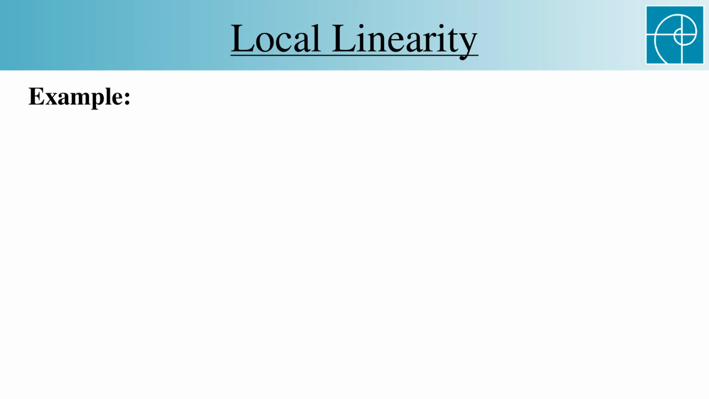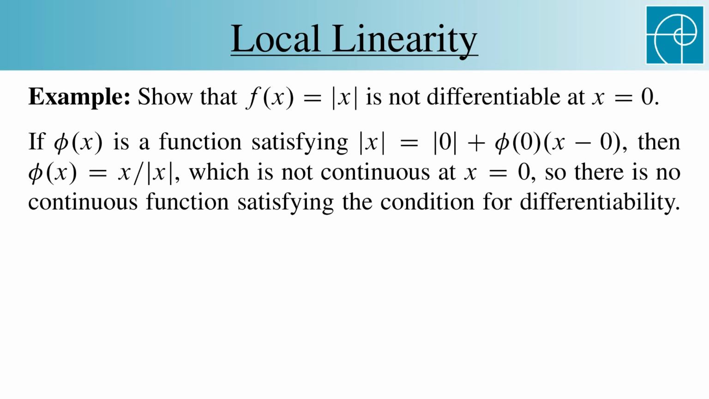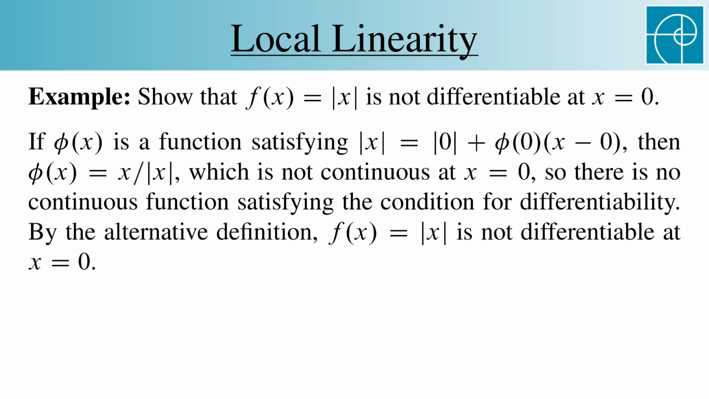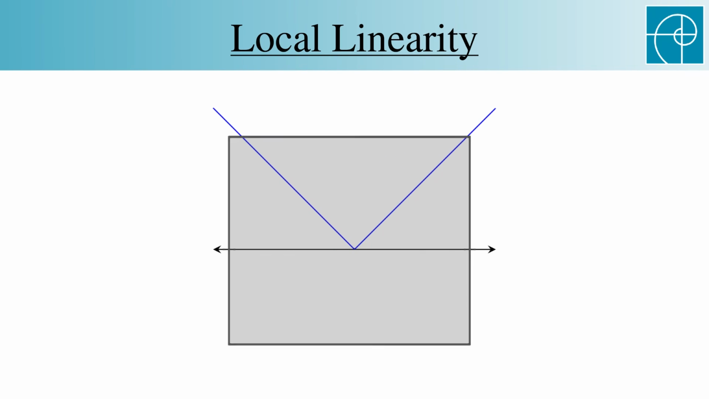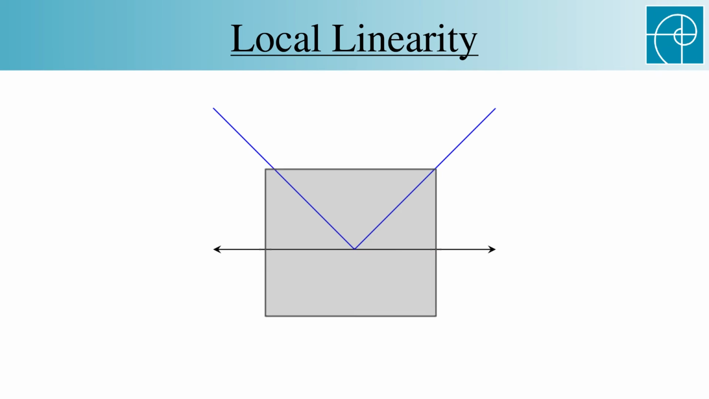As one example of the use of this definition, let's show that f of x equals the absolute value of x isn't differentiable at x equals 0. If phi of x is a function satisfying the absolute value of x equals the absolute value of 0 plus phi of x times x minus 0, then phi of x is x divided by the absolute value of x, which is not continuous at 0. So there's no continuous function satisfying the condition for differentiability. By the alternative definition, the absolute value of x is not differentiable at 0. We can also see this by zooming into the point 0, 0. No matter how far we zoom, the graph never starts looking like any line.